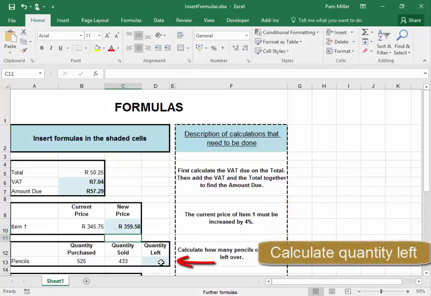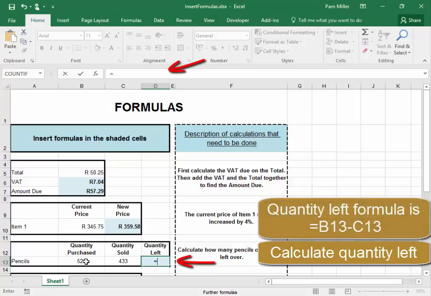Here, calculate how many pencils ought to be left over. There equals that cell minus that cell.